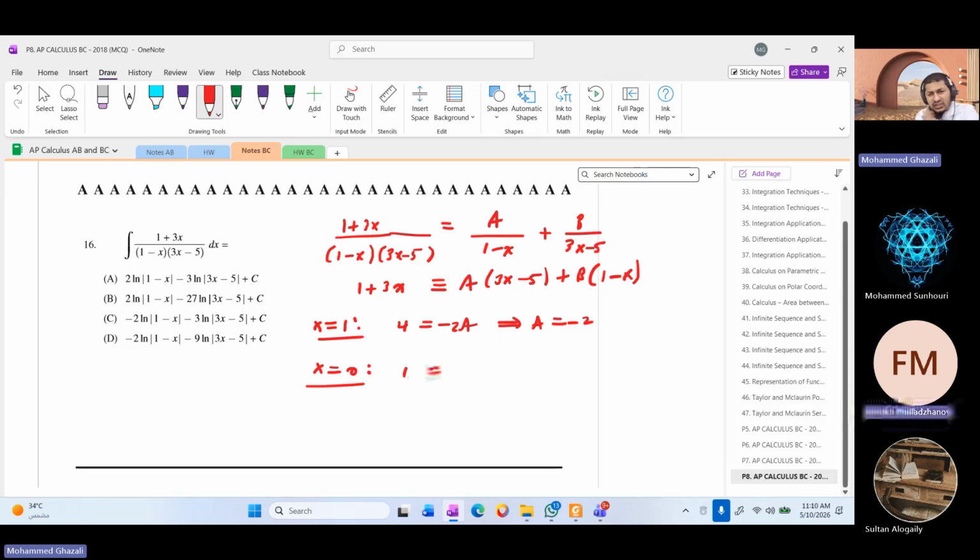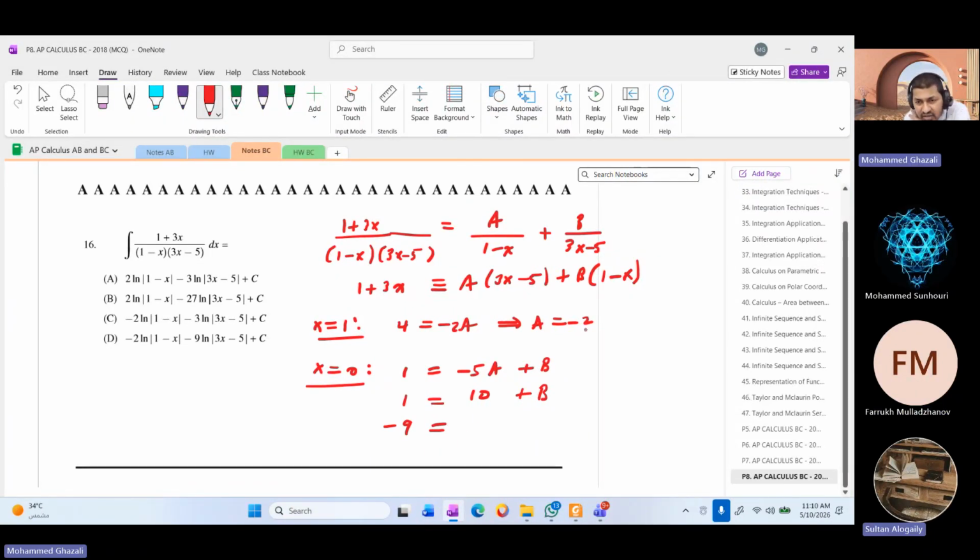So we're getting 1 equals negative 5A plus B. And A is already negative 2. So 10 over negative 9.